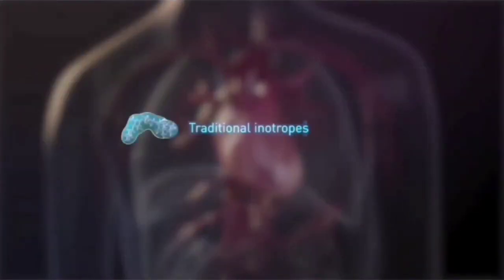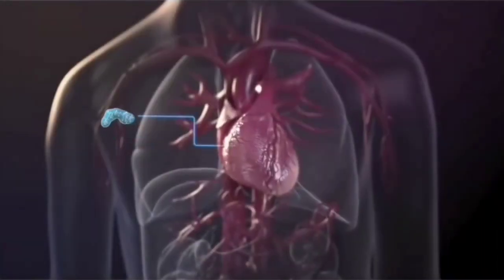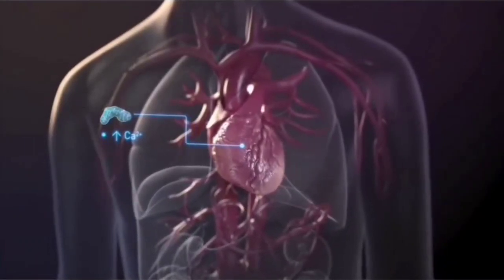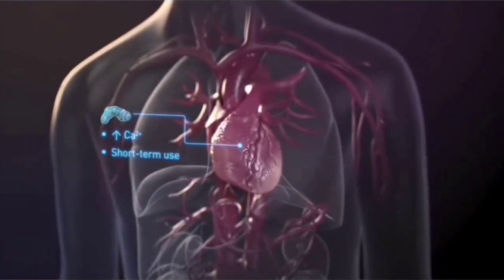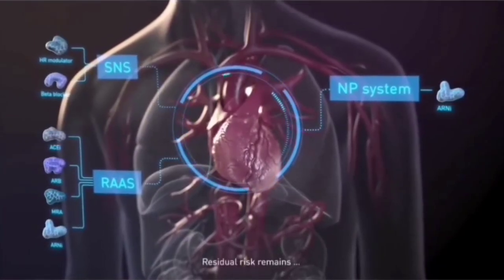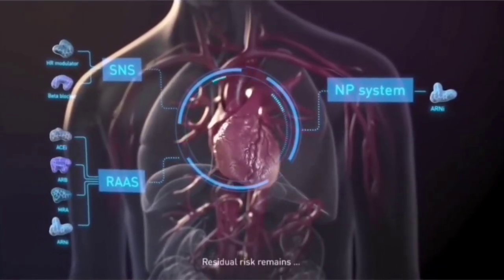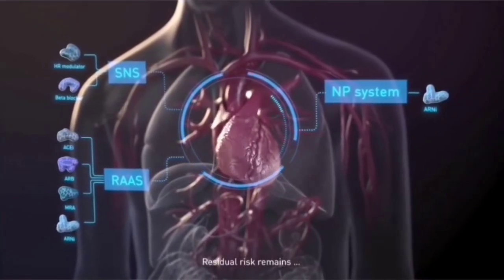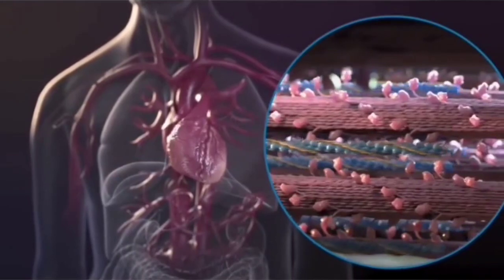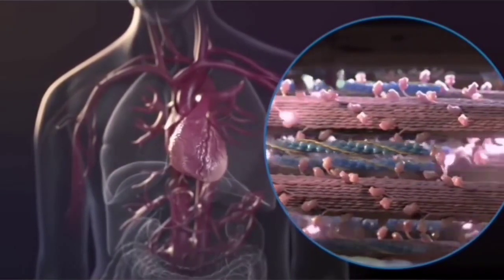Additionally, traditional inotropes, also called calcitropes, that augment myocardial force by increasing intracellular calcium concentration are only recommended for short-term use. Treatments have come a long way in addressing the effects of maladaptive compensatory systems seen in HFrEF, but more can be done. The mechanism of myocardial contractility is an area of great interest in heart failure research.